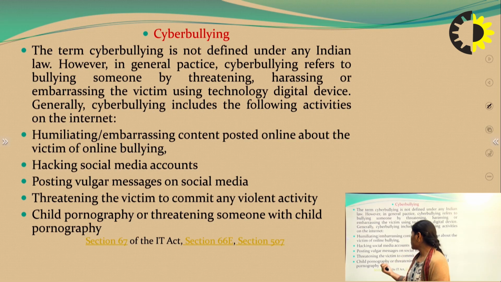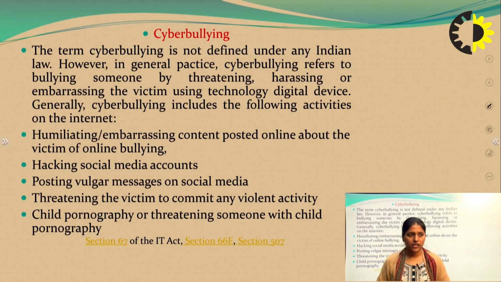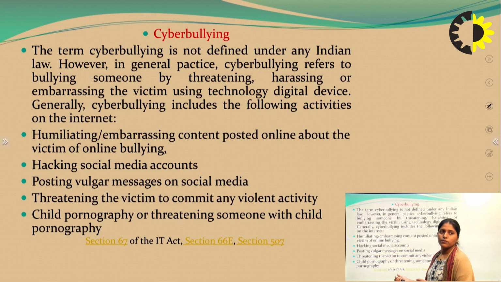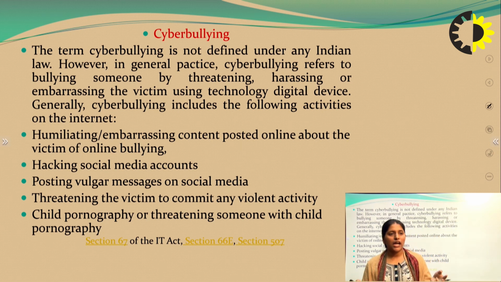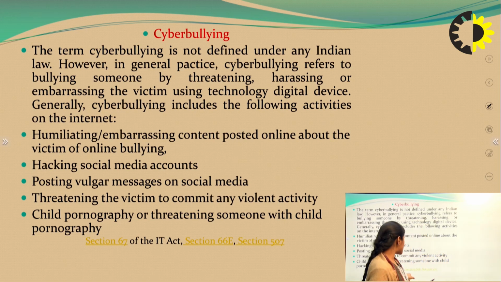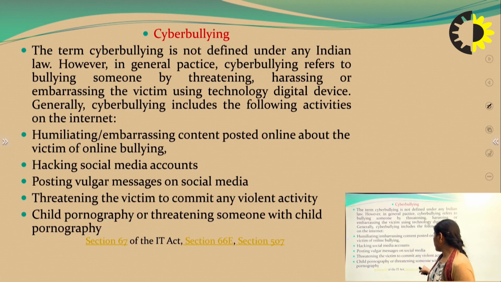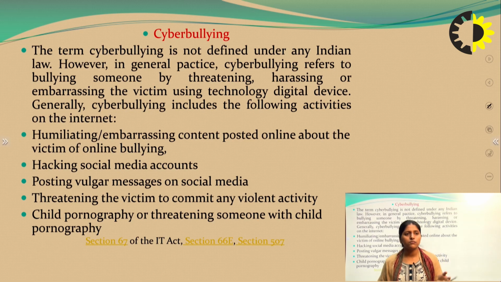Then there is threatening the victim to commit a violent activity, or influencing the victim to commit a violent activity. There is also child pornography, or threatening someone with child pornography, which is a type of crime that can be committed in cyberbullying. Under Section 67 of the IT Act, Section 506, Section 507, there are penalties which a criminal needs to pay if he or she performs these types of attack.